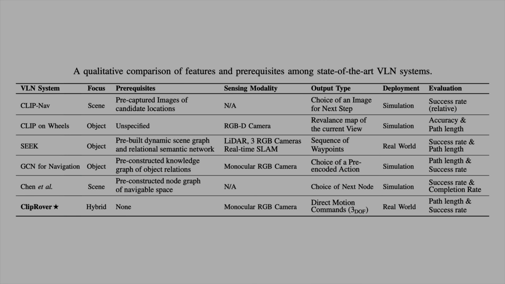Comparing with existing vision language navigation systems, ClipRover uniquely requires zero prior knowledge of the task space and operates solely with a monocular RGB camera. Additionally, most comparable systems do not directly produce low-level motion commands, but instead generate high-level instructions that depend on traditional localization and navigation system for motion execution. In contrast, ClipRover directly outputs low-level motion commands, eliminating the need for auxiliary control and localization systems. This feature makes ClipRover particularly suitable for rapid deployment on low-cost robots with limited computational and sensing resources.